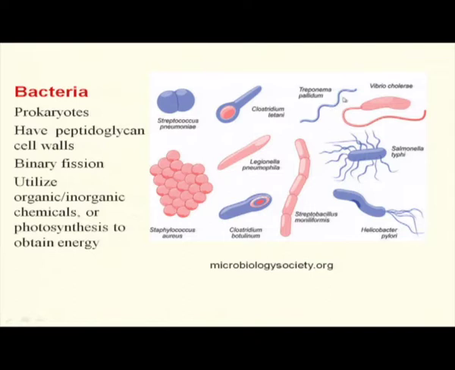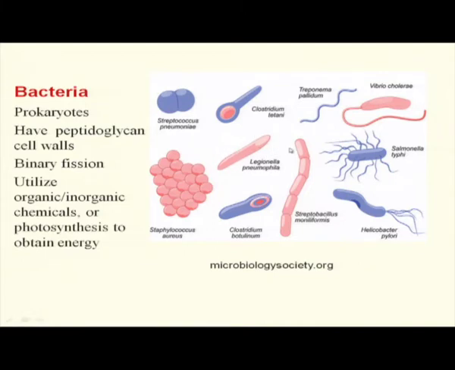So you have a spiral shaped organism here. Here you have an organism with so many cilia, flagella which are around. This has only flagella towards one side. So different types of organisms are present in the bacteria. We will be talking more about that later.